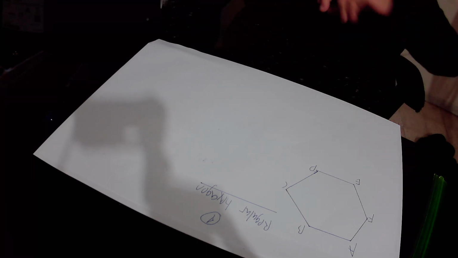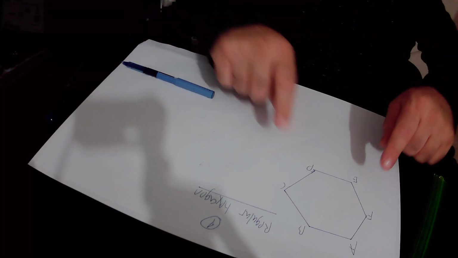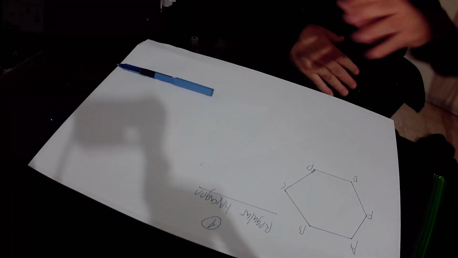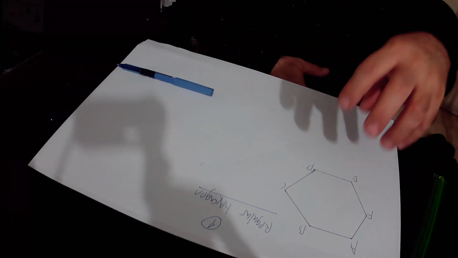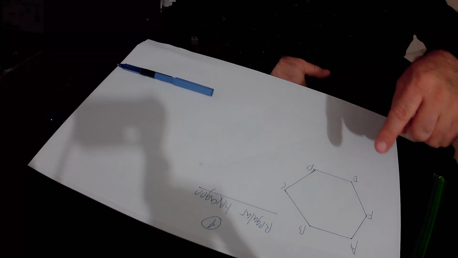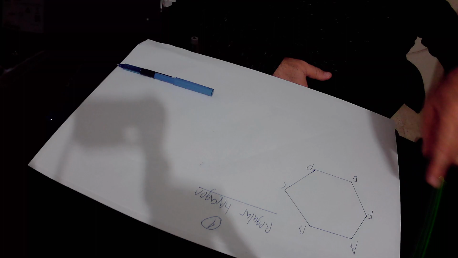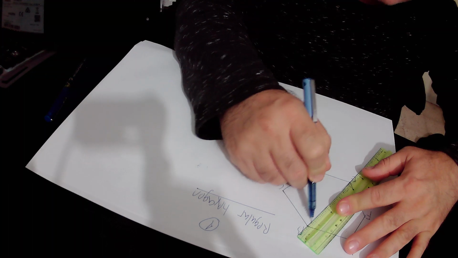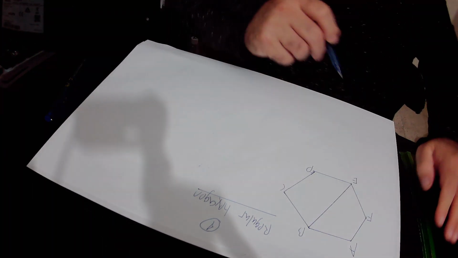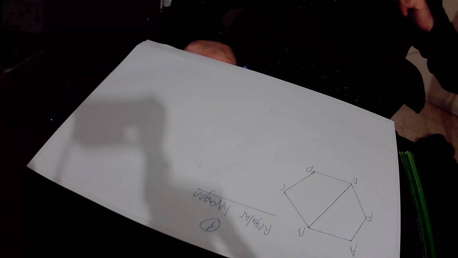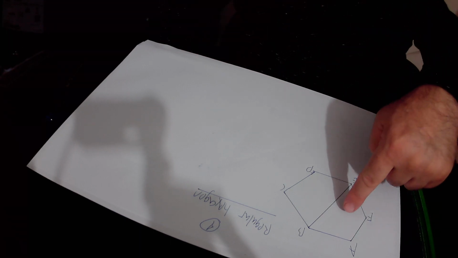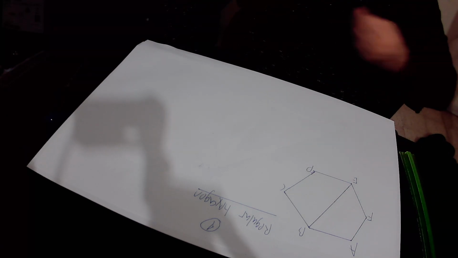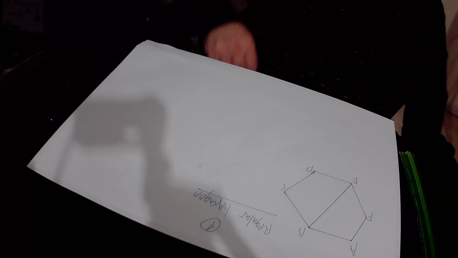In order to find out the sum of the 6 interior angles of this regular hexagon, we join points B and E together by a straight line. By joining points B and E, we created here 2 quadrilaterals: quadrilateral ABEF, this quadrilateral, and quadrilateral BCDE. And we also know that the sum of the angles in any quadrilateral is equal to 360 degrees.